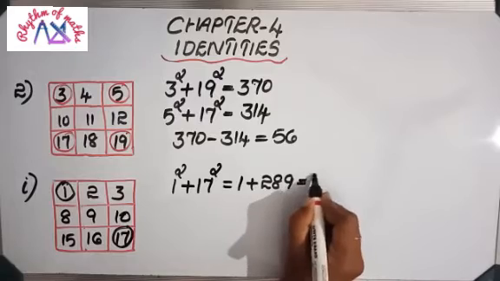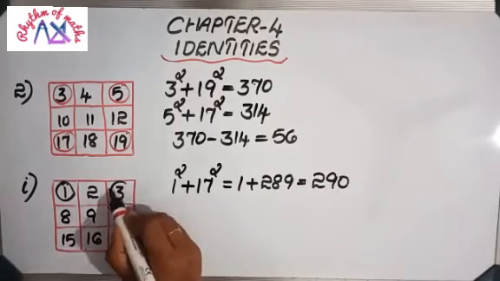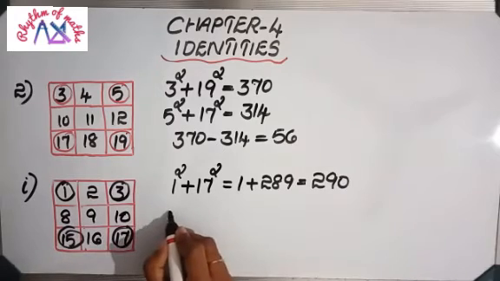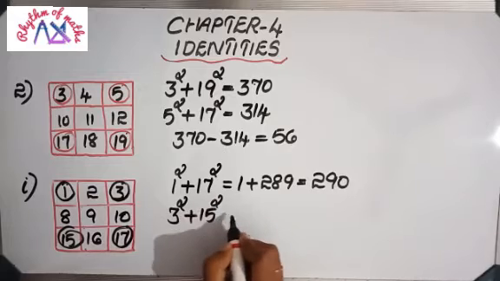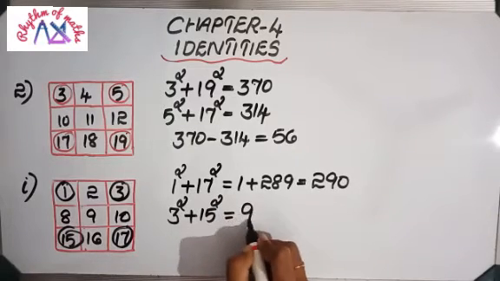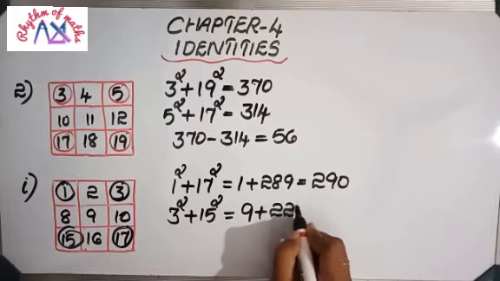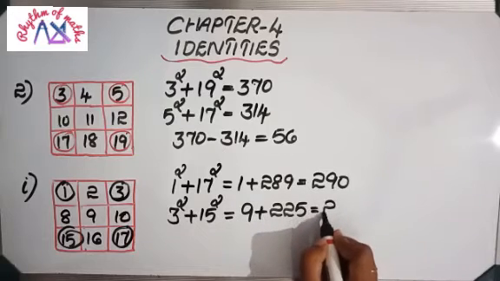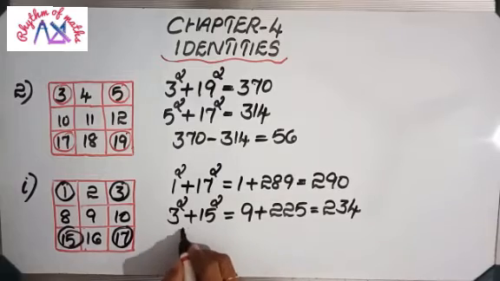So here answer will be 290. Now next diagonal numbers are 3 and 15. Second diagonal numbers. Again we have to find sum of square of these. So 3 square plus 15 square. So 3 square answer is 9 plus 15 square, 15 into 15 is 225. Now 225 plus 9 answer is 234.